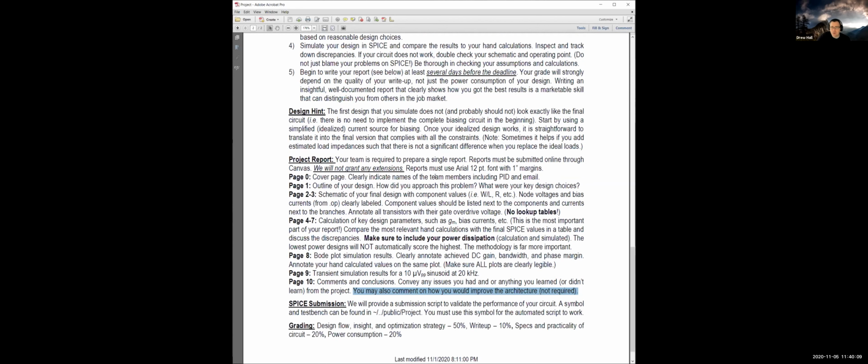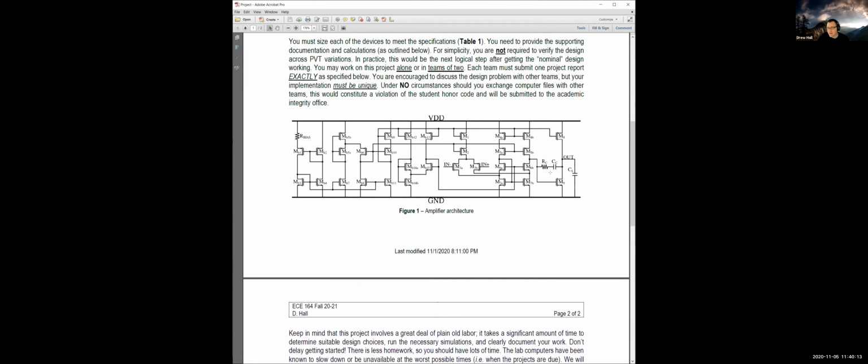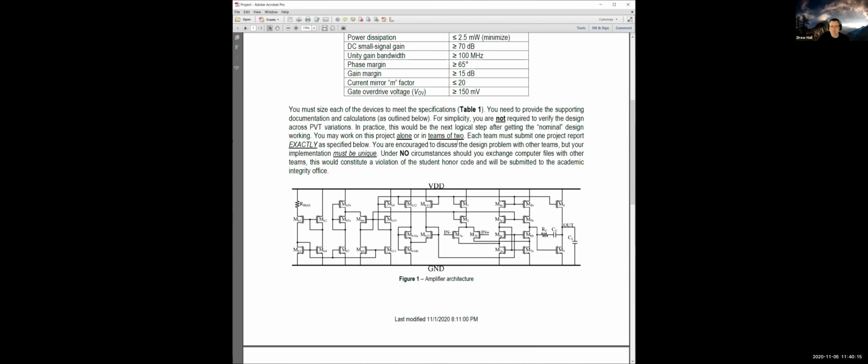So if you were given the flexibility to add or remove transistors, what might you do to meet these same specs?